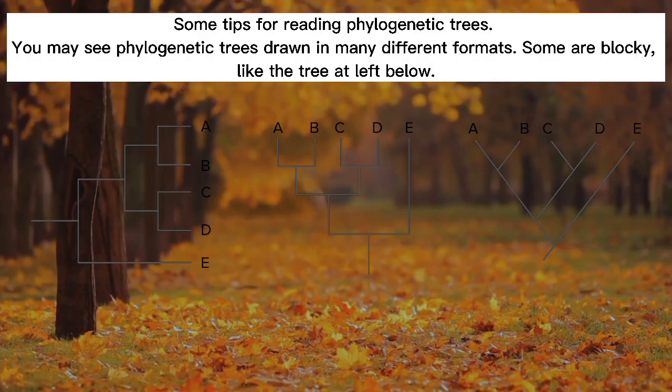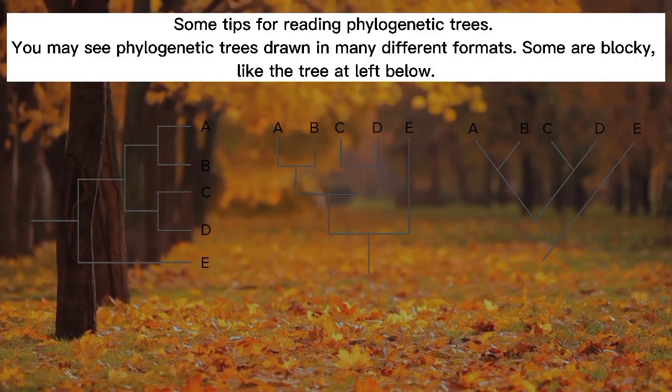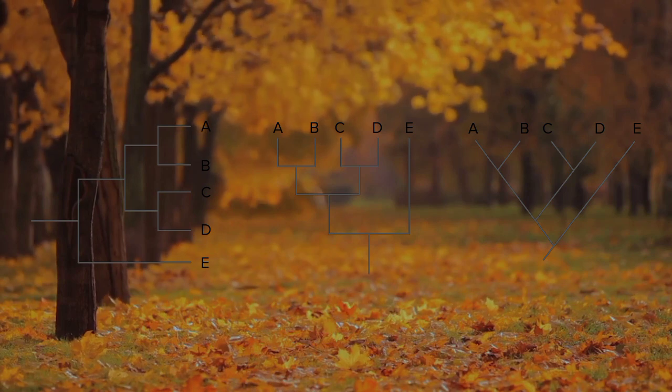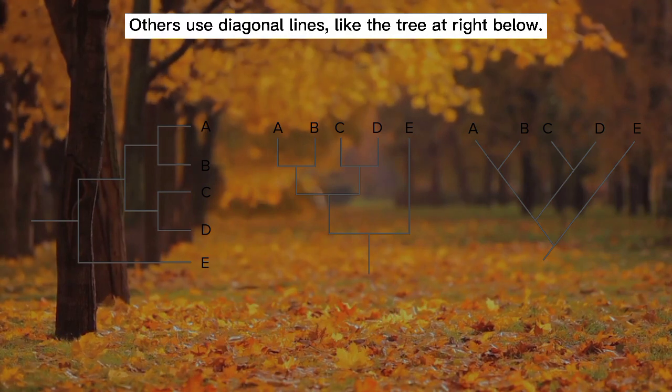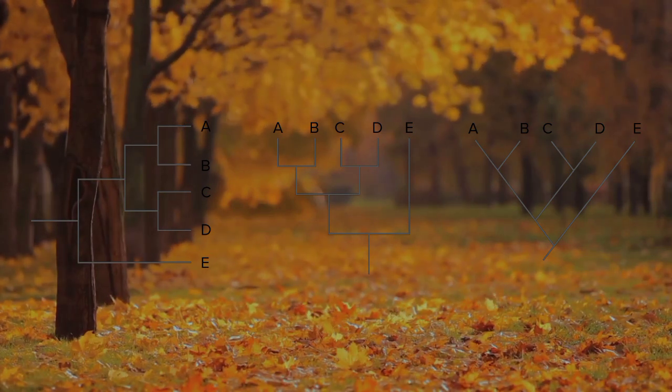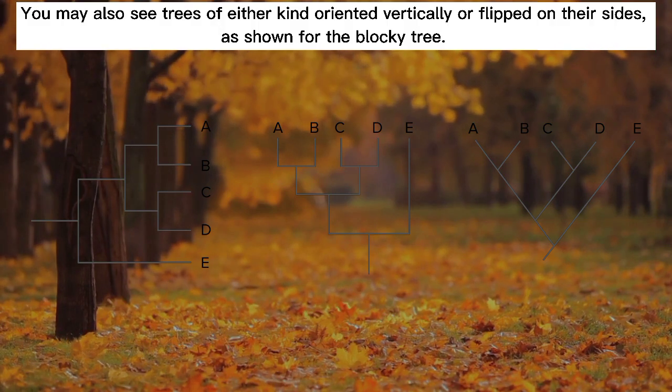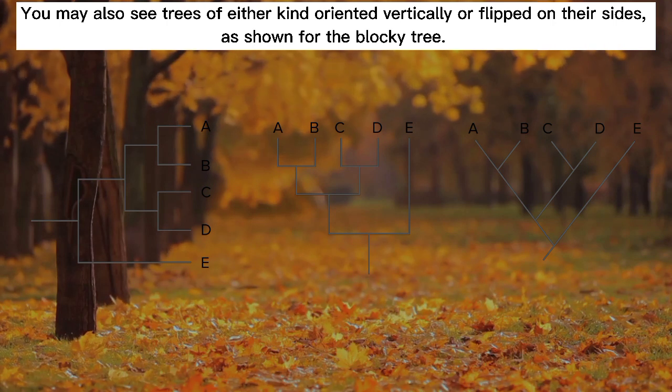Some tips for reading phylogenetic trees. You may see phylogenetic trees drawn in many different formats. Some are blocky, like the tree at left below. Others use diagonal lines, like the tree at right below. You may also see trees of either kind oriented vertically or flipped on their sides, as shown for the blocky tree.